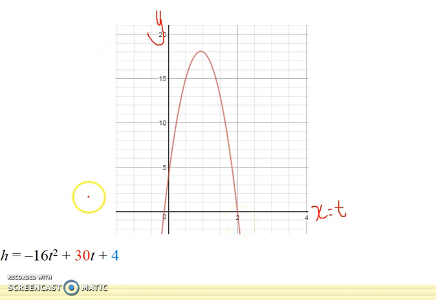We could find how long the ball is in the air by using the graph. We could find where it hits the ground. It would hit the ground right here when it hits 0. That would be fine, but we're also going to learn how we can actually solve it, not by graphing, but instead by solving the equation.